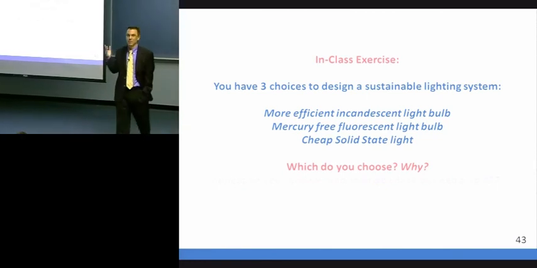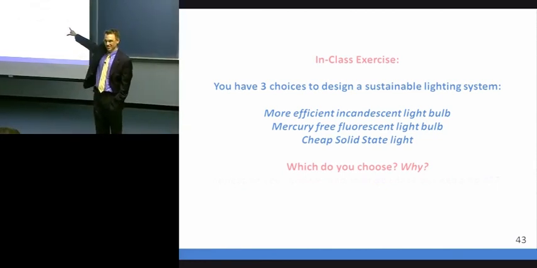So that's a fourth option. How many people think they got this nailed? A light bulb. This is simple, right? It's just a light bulb. You get some appreciation for some of the complexities that may be involved.